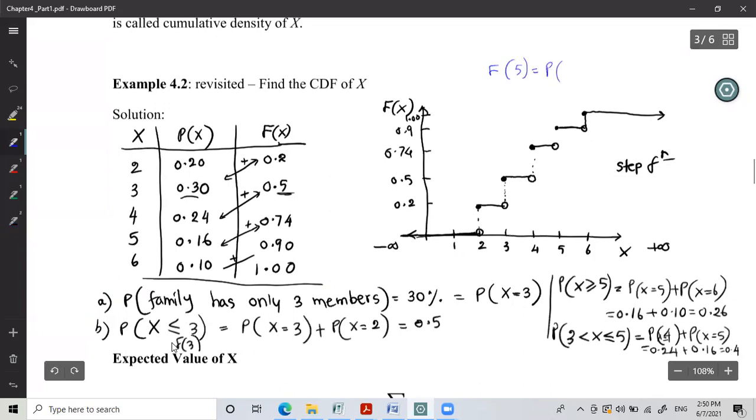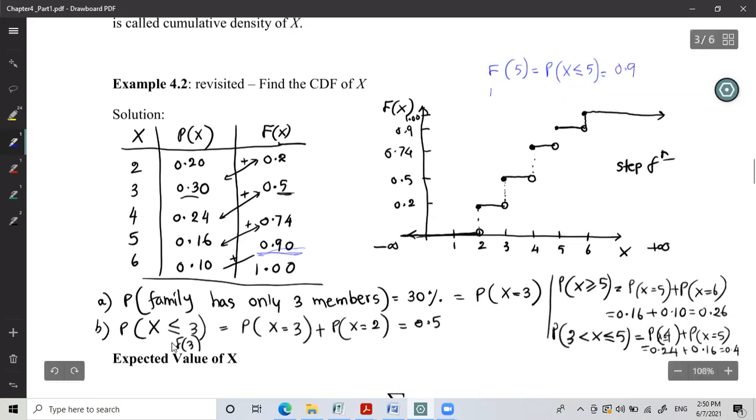F(5) is what? The probability that X is less than or equal to 5. That means you have to add everything up to 5 from the beginning, right? So if you want, you can do the longer way by adding 2, 3, 4, and 5, or it is straight away there in your CDF, that is 0.9.